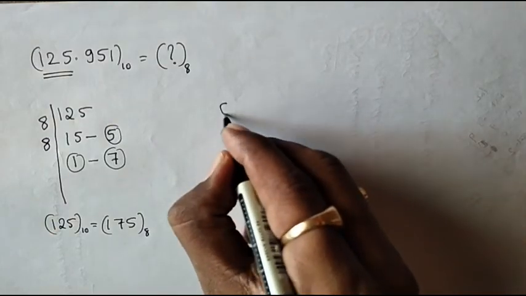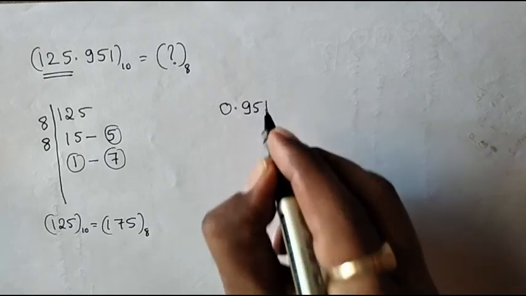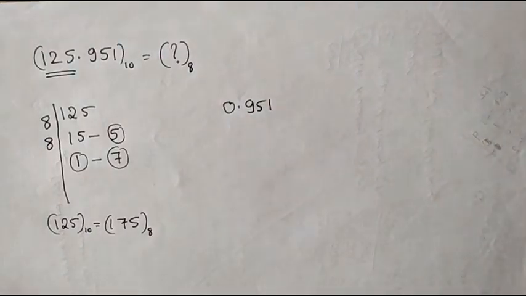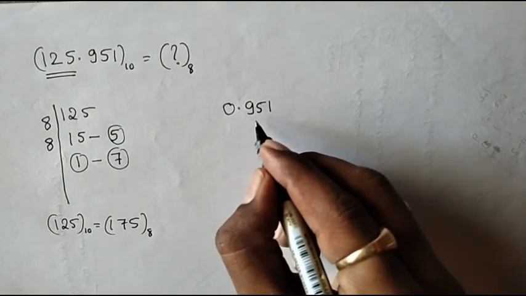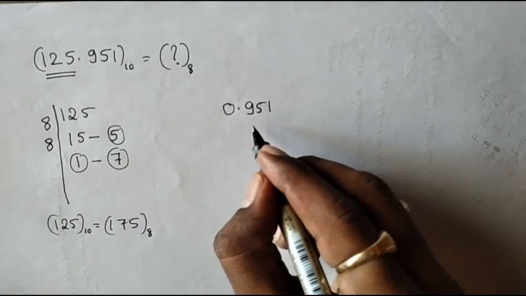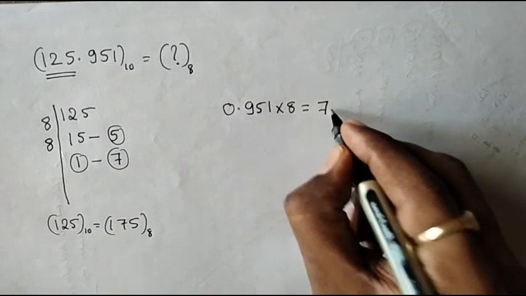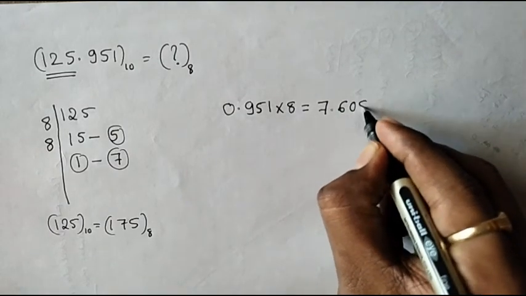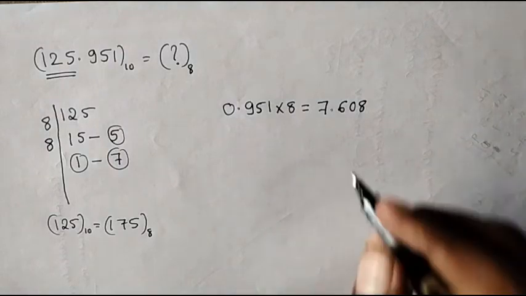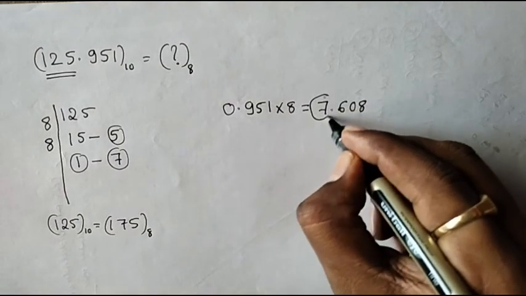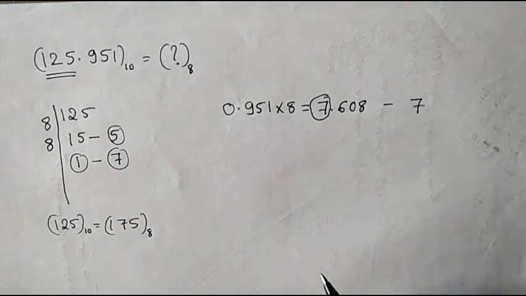Now consider the fraction part 0.951. While converting fraction decimal number into octal, we are supposed to multiply the fraction decimal number by 8 repeatedly. That is, multiply the fraction number, that is 0.951 by 8, we will get 7.608. Consider the integer number, that is 7. Note down 7 here.